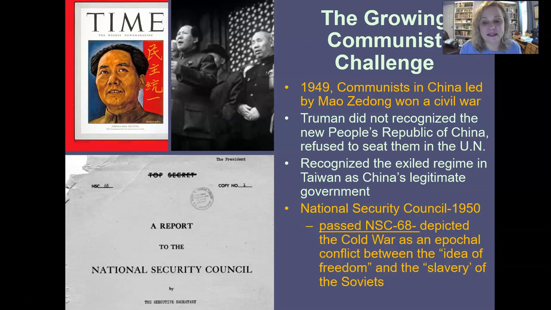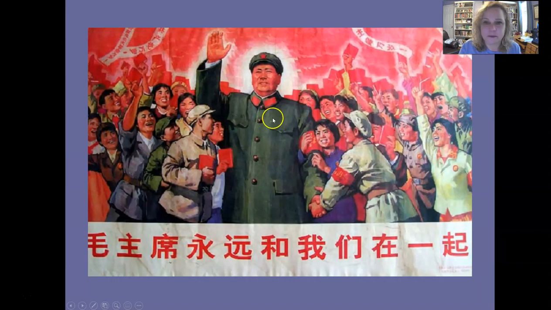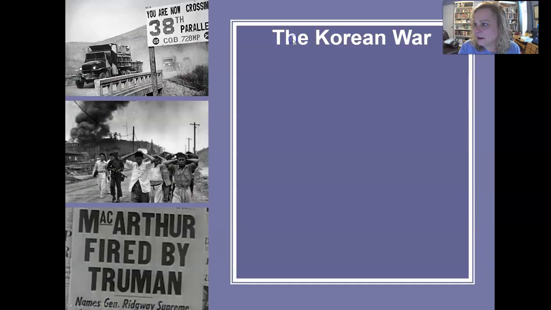Also, in response to this, the National Security Council that was formed passed something called NSC 68. Now, this essentially said that we were in this epic battle, and it equates communism to slavery, which is a little ironic, but that's the way they put it at that time. But what NSC 68 does is really scare everybody, and it increases military spending to a ridiculous amount. Here's a picture of Mao Zedong, of course. This should look super familiar, right? Like a lot of communist propaganda.